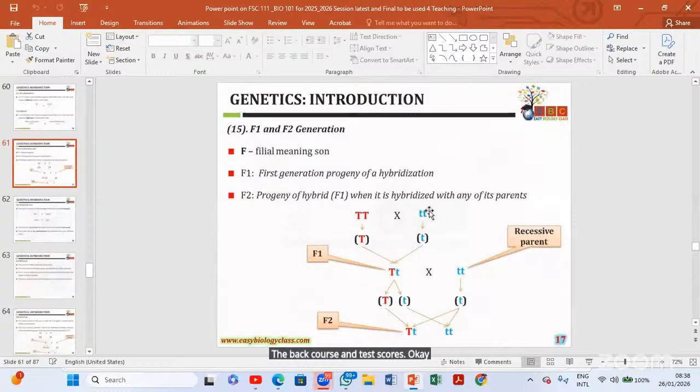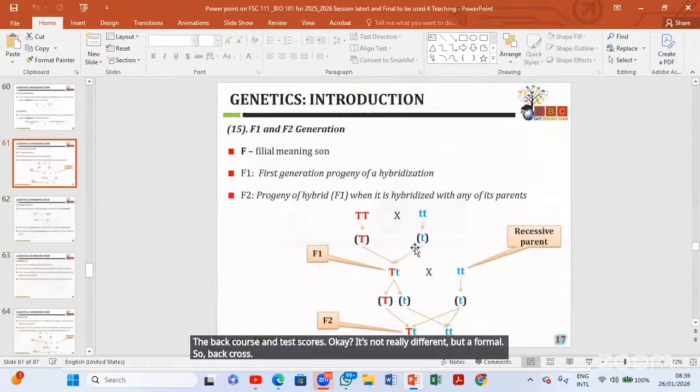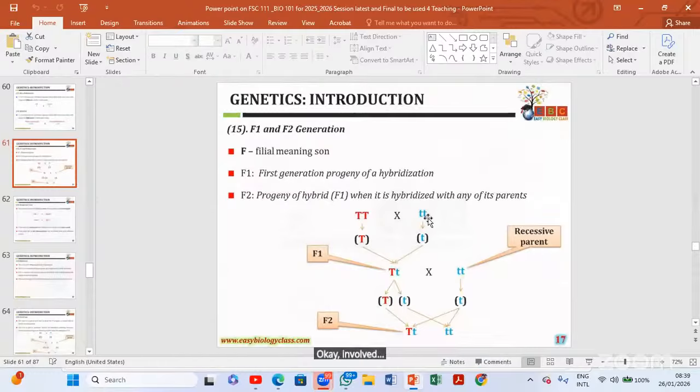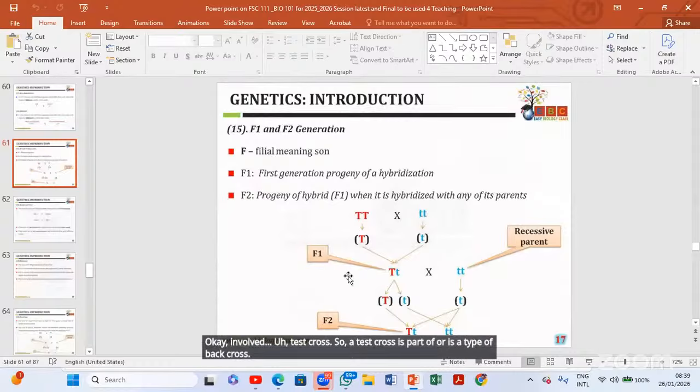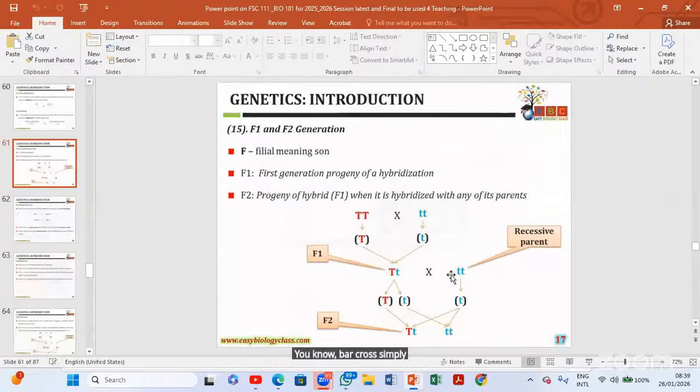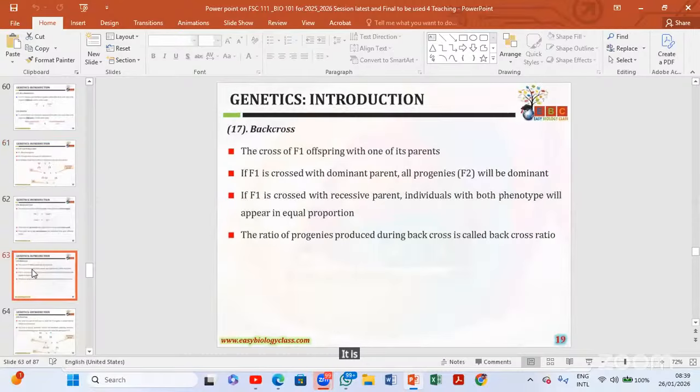It's not really a difference, but a form of it. So back cross involves test cross. A test cross is a type of back cross. Back cross simply means crossing the F1 with any of the parents. But when that back cross is done with the recessive homozygous parent, it is called test cross. All right.